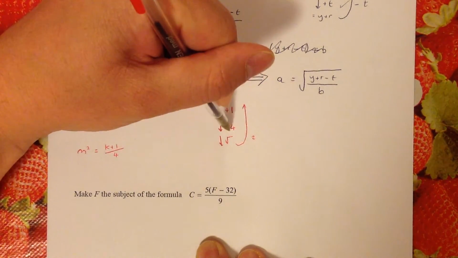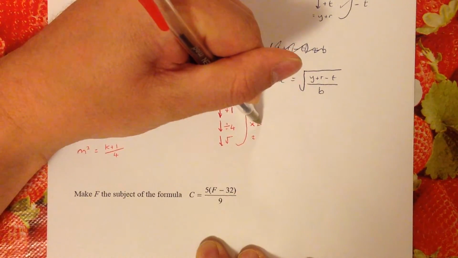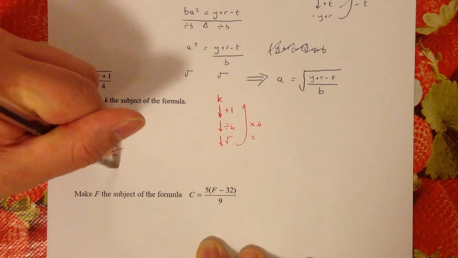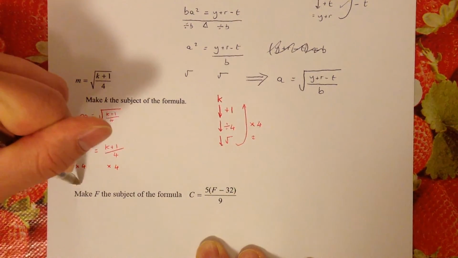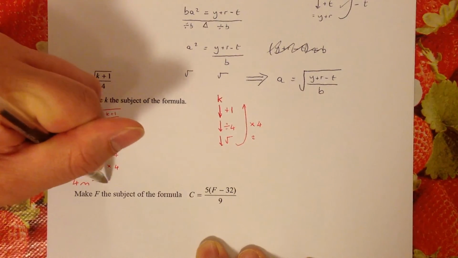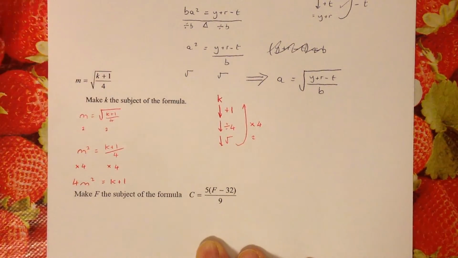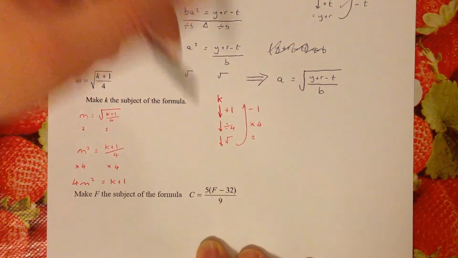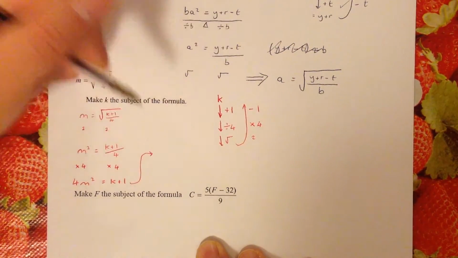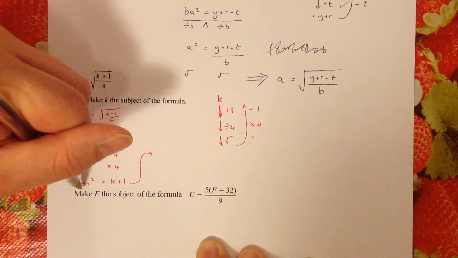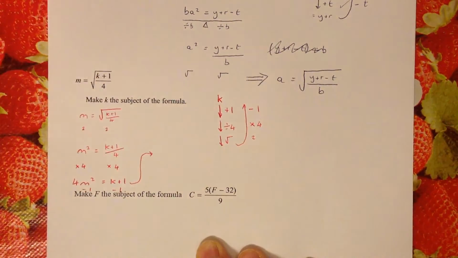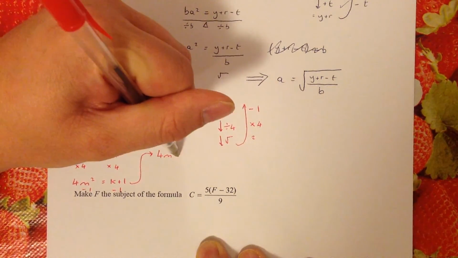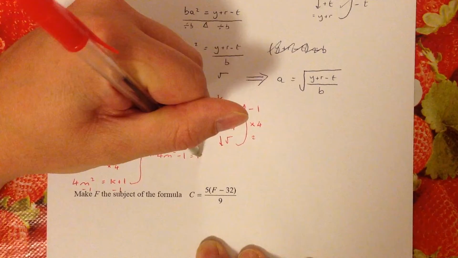I now need to get rid of the divide by 4, and the inverse operation for that is times by 4. So I'm going to multiply on the left by 4, and I'm going to multiply on the right by 4. So I've now got 4m squared equals k plus 1. And then my last stage is to get rid of the plus 1, and the inverse operation for that is to subtract 1. So if I bring that up here just to tidy that up, I'm going to subtract 1 on this side, and I'm going to subtract 1 on this side. So I'm left with 4m squared subtract 1 is equal to k.